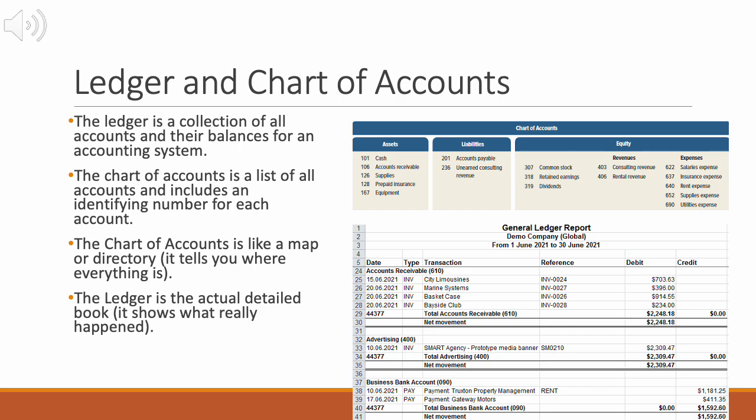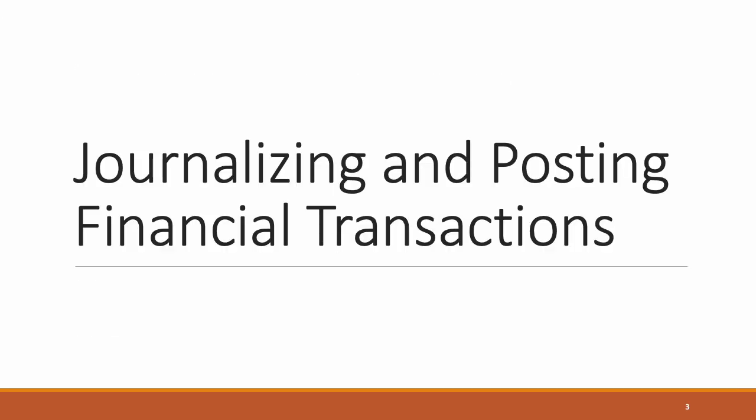Think of it like a big filing cabinet where each folder is an account, and the ledger holds all the folders together. Next, we have the chart of accounts. The chart of accounts is simply a list of all the accounts in the ledger, with a unique number or code for each account. It's like a table of contents in a book. It helps you quickly find where things are recorded. For example, account 101 might be cash, 201 might be accounts payable, and so on.